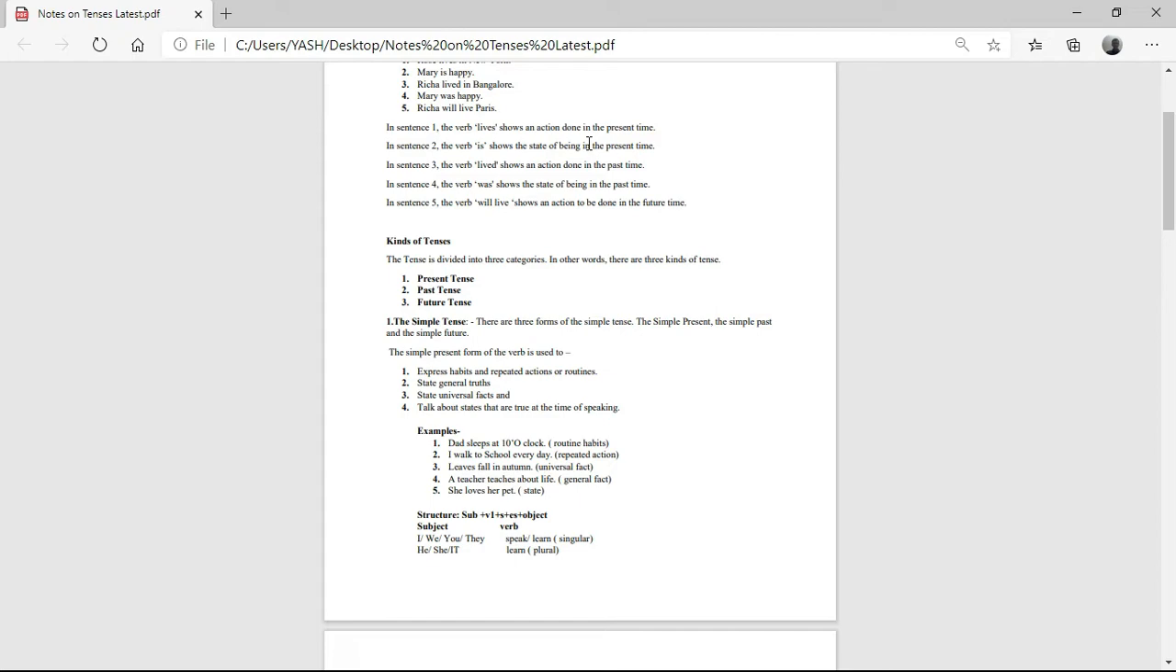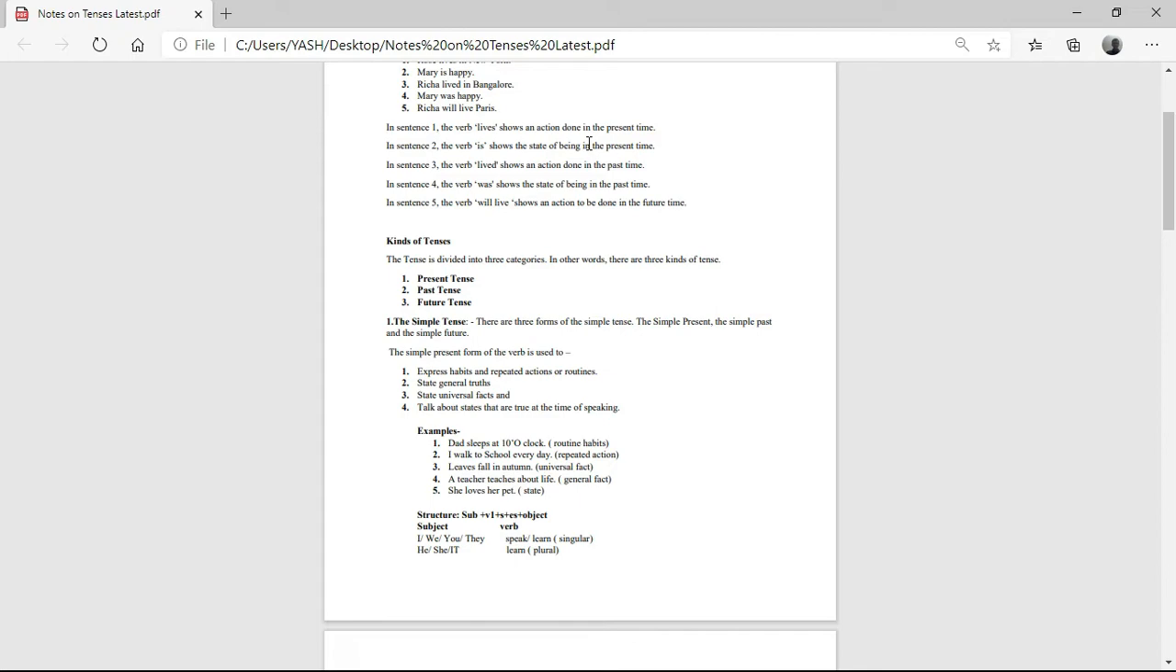In sentence 1, the verb lives shows an action done in the present time, like Rose lives in New York. So here the verb is live, and it shows an action done in the present time. In sentence 2, Mary is happy. What is the verb here? Is. It shows the state of being in the present time. She is happy at the time of speaking.